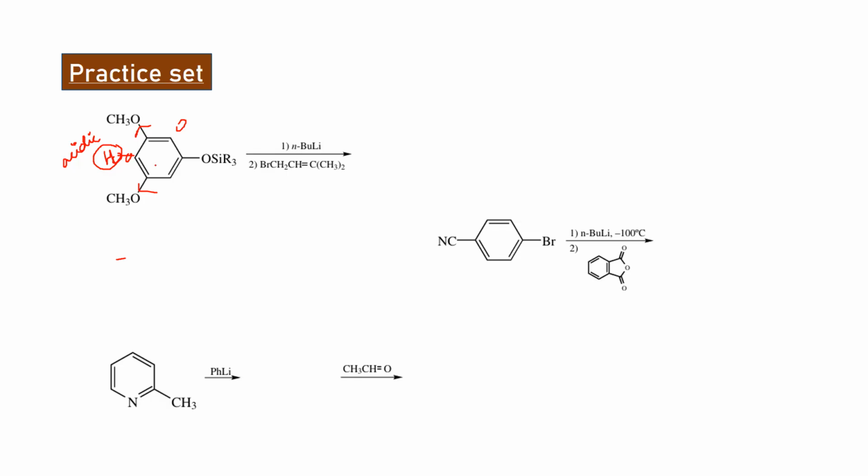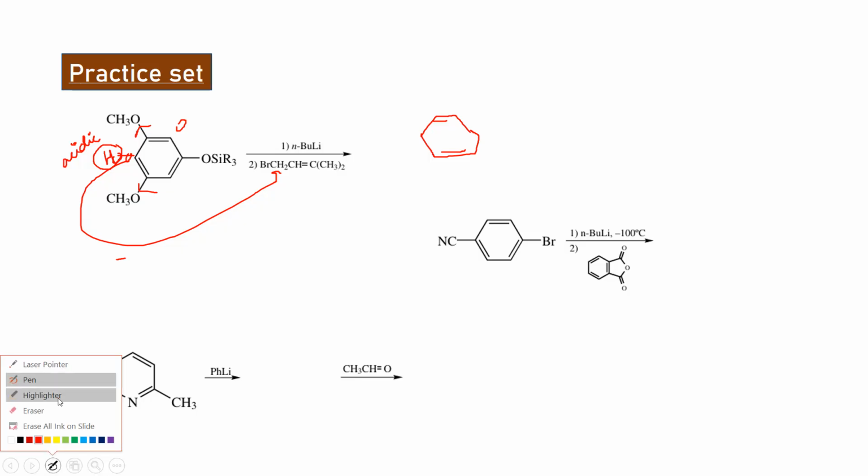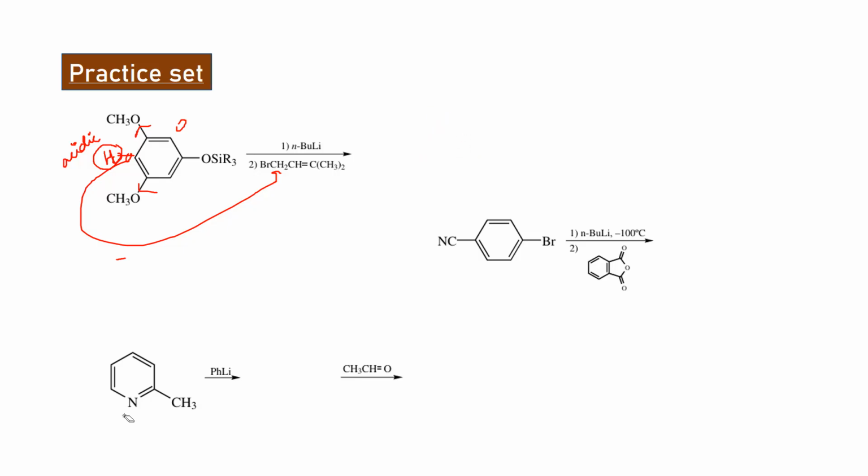And when you add this type of alkynyl bromide, this center will attack this carbon and it will generate this as the substituted product.